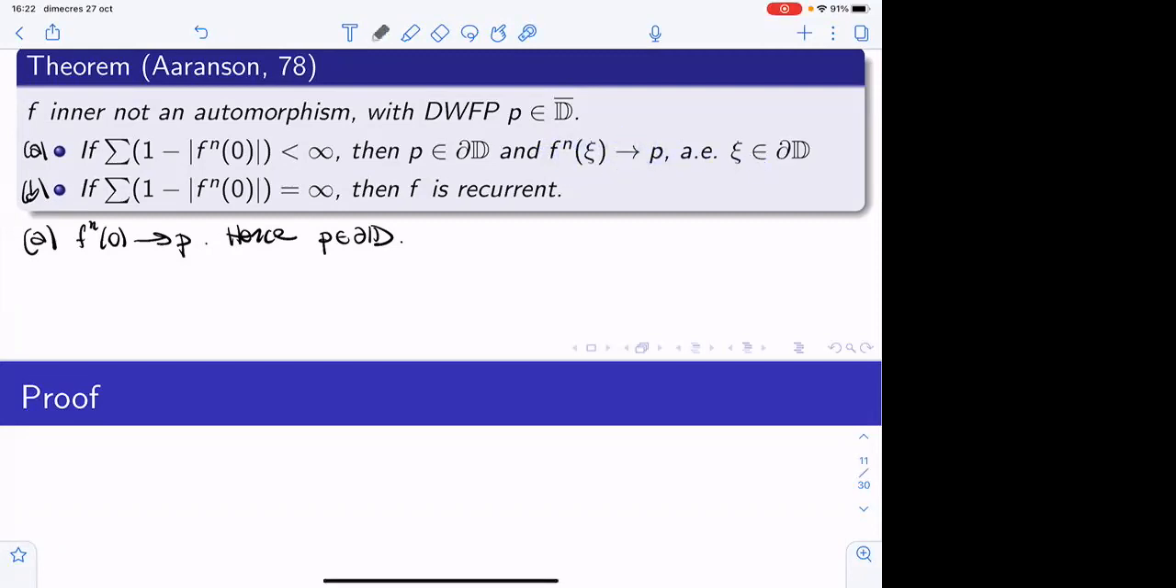So here is what we need to do. We have here the point P, the Denjoy-Wolf fixed point. Let's consider an arc. So let I be an open arc.